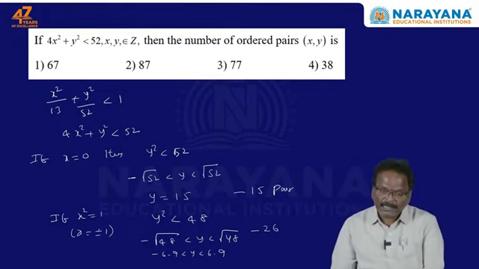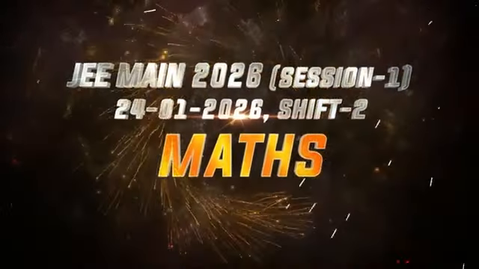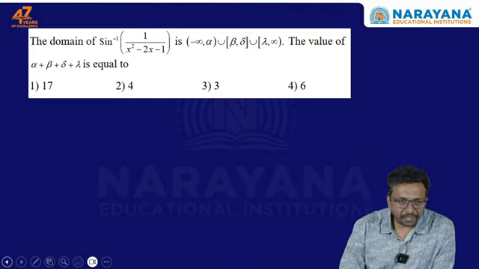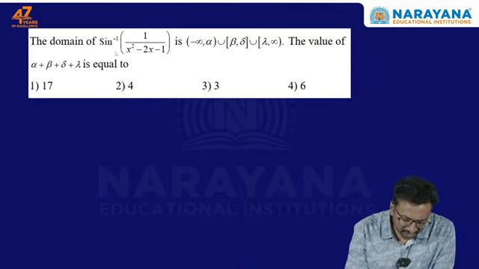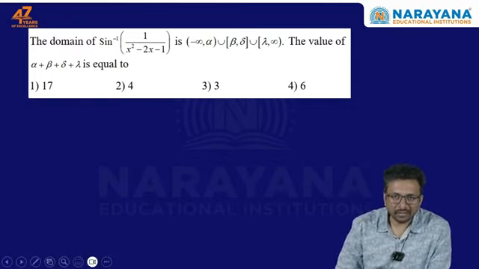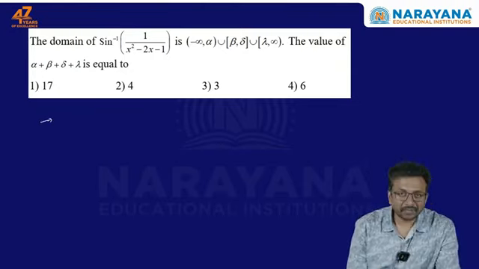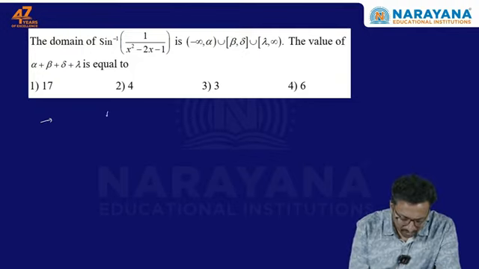Okay, now this is a repeated question. Let's see some other questions from mathematics. Okay, welcome back. So in this question, they are asking the domain of sine inverse of 1 by x square minus 2x minus 1. So quite a straightforward question. We know that the numbers which go inside sine inverse have to lie between minus 1 and plus 1.